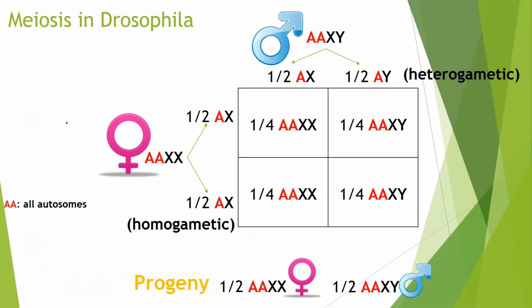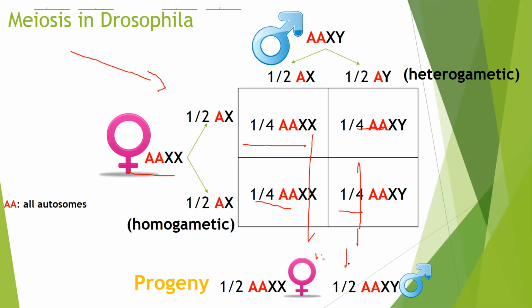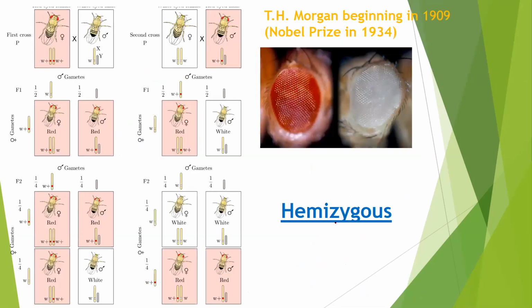Okay, so I think we have about 5 minutes. I have two slides, so we're doing very good. This is the Punnett square, right? We use Drosophila as an example to show the pattern and how the sex ratio is kept at 1-to-1 from generation to generation.